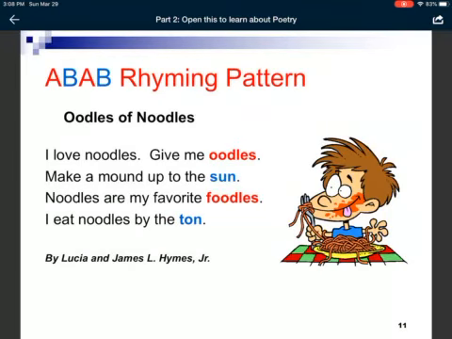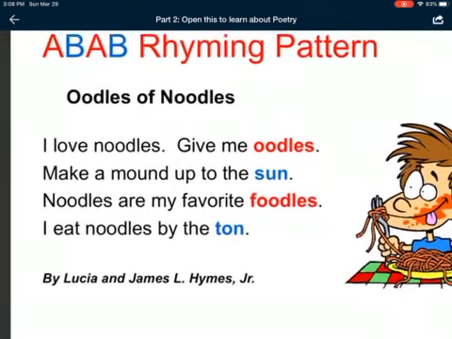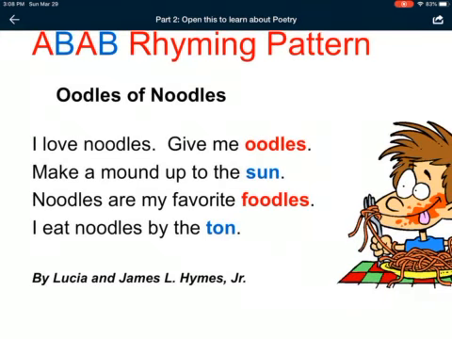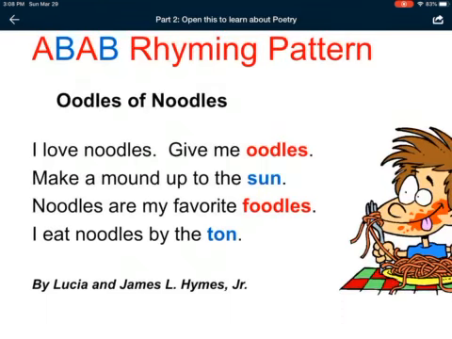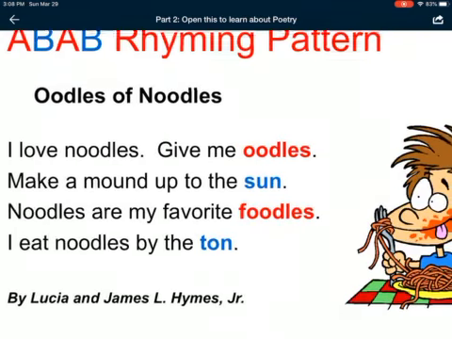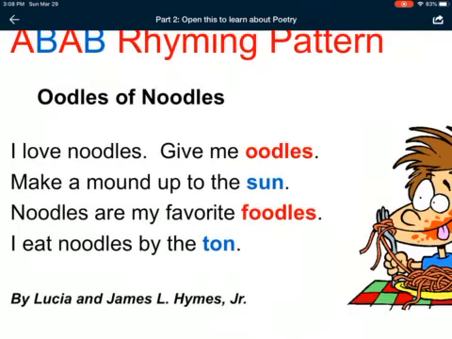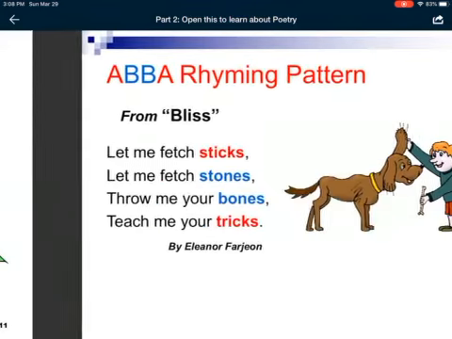This is an A, B, A, B. Oodles of Noodles by Lucia and James L. Hymes Jr. I love noodles. Give me oodles. Make a mound up to the sun. Noodles are my favorite foodles. I eat noodles by the ton. So you have lines 1 and 3 rhyme, oodles and foodles, and then 2 and 4 rhyme, sun and ton. So A, B, A, B.